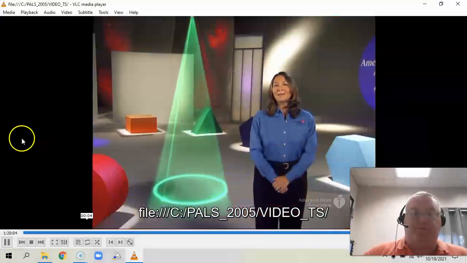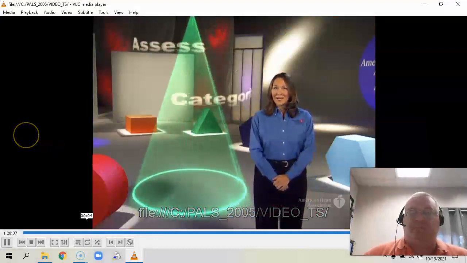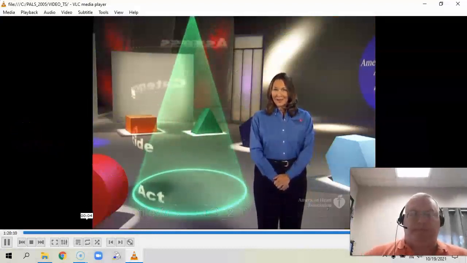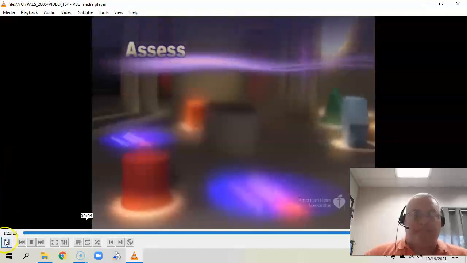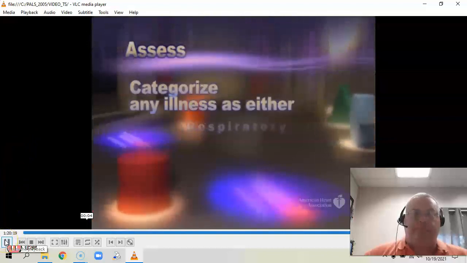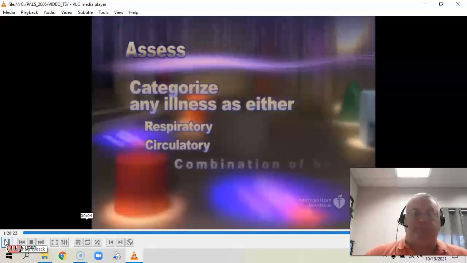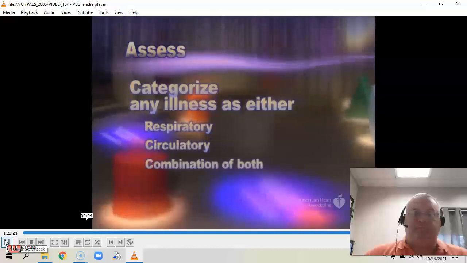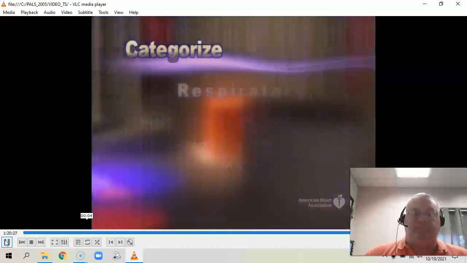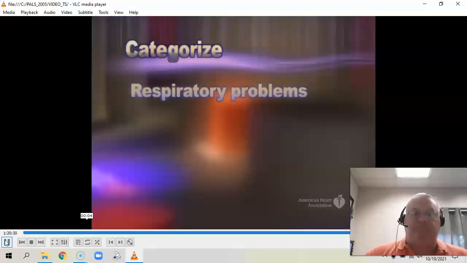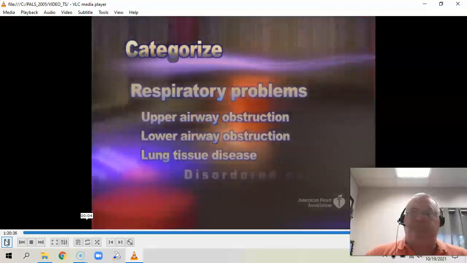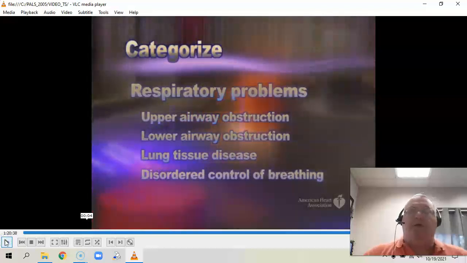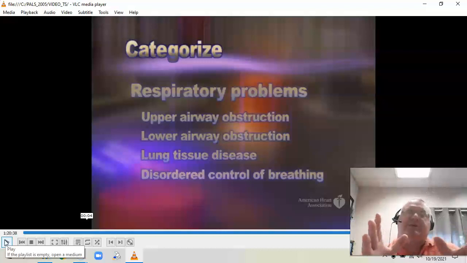This is a sequence known as assess, categorize, decide, and act. During assessment, the cyclic process proceeds this way. As you assess a child, you need to categorize any illness as either respiratory, circulatory, or a combination of both. Also categorize the severity of the condition. Respiratory problems are categorized into 4 groups: upper airway obstruction, lower airway obstruction, lung tissue disease, and disordered control of breathing. Okay, so understand that these are one of the 4 silos that we want to put a respiratory problem in. That's very important to understand.